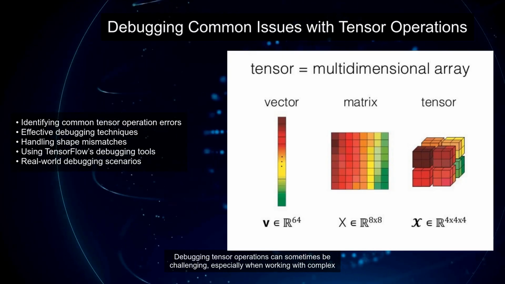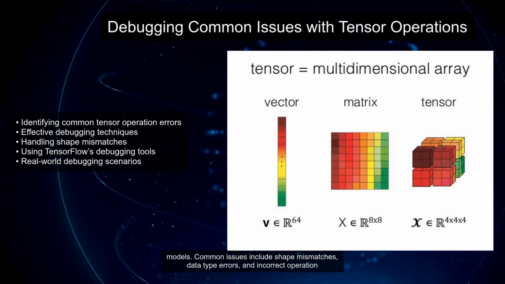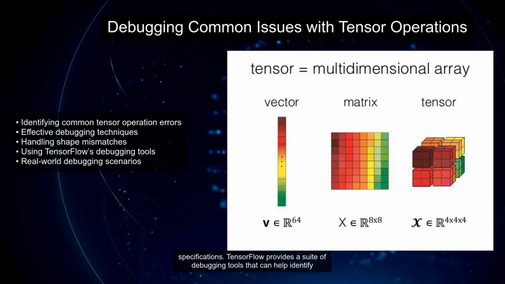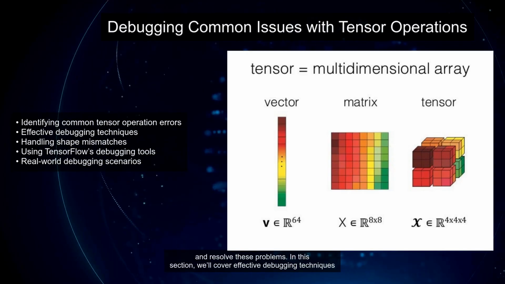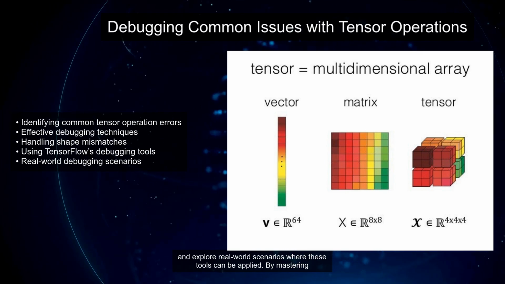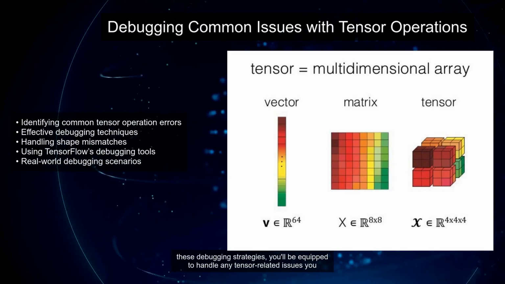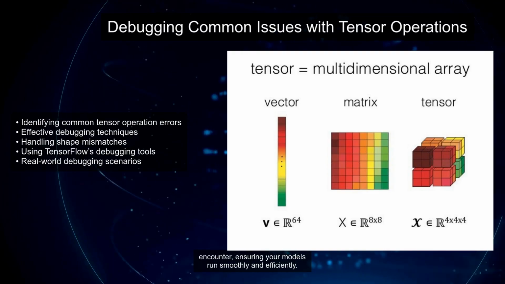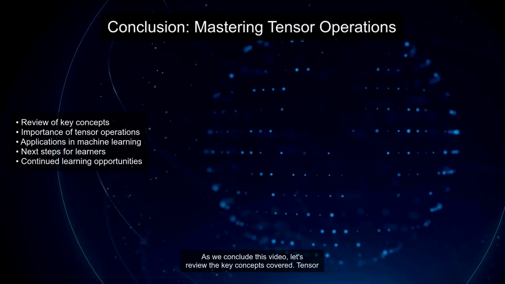Debugging tensor operations can sometimes be challenging, especially when working with complex models. Common issues include shape mismatches, data type errors, and incorrect operation specifications. TensorFlow provides a suite of debugging tools that can help identify and resolve these problems. In this section, we'll cover effective debugging techniques and explore real-world scenarios where these tools can be applied. By mastering these debugging strategies, you'll be equipped to handle any tensor-related issues you encounter, ensuring your models run smoothly and efficiently.